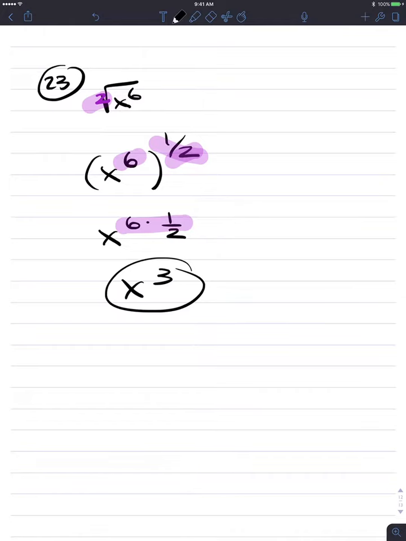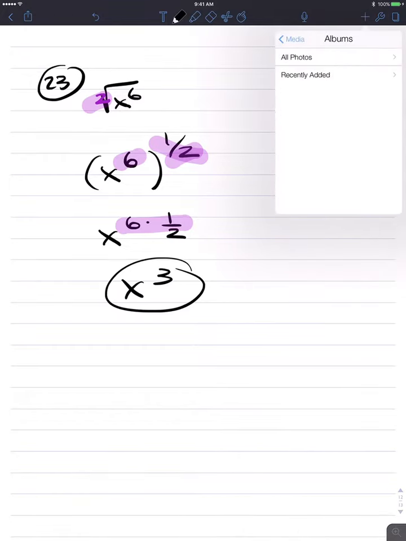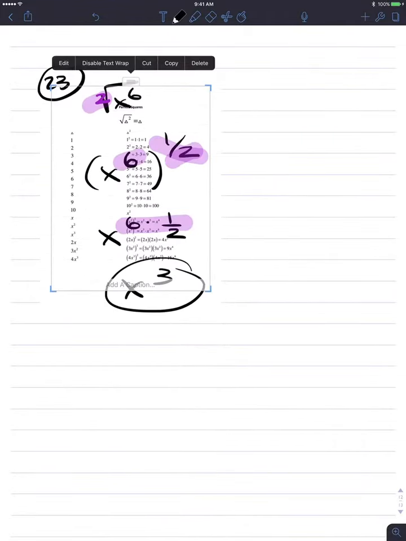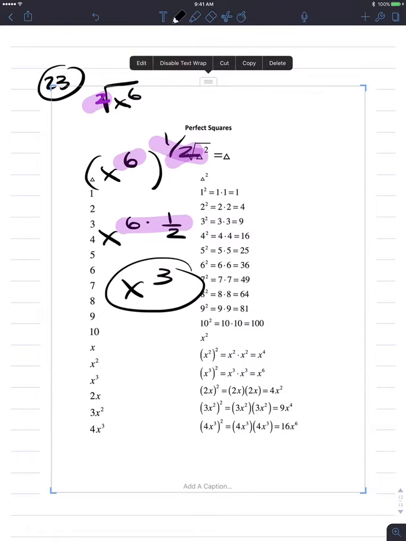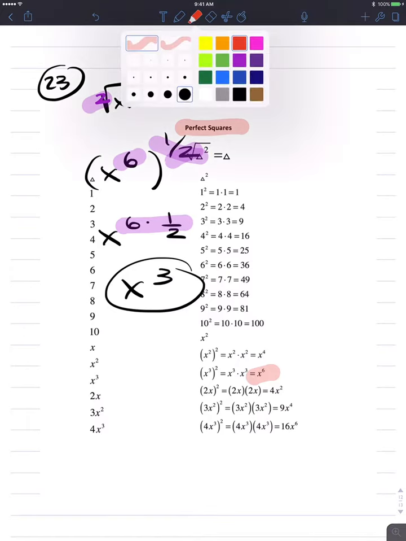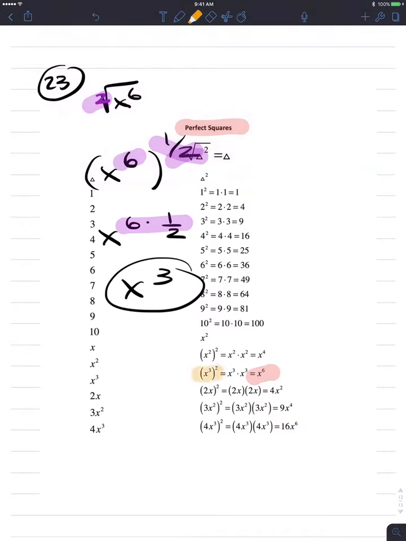Now if I go back to my sheet, and I'm looking at x to the 6, let's notice x to the 6 is a perfect square, and the base that was used to get x to the 6 turns out to be x to the 3rd power. That's the same answer.